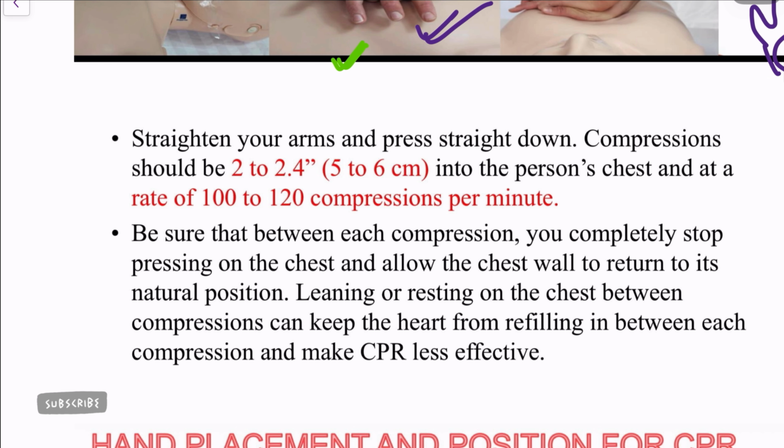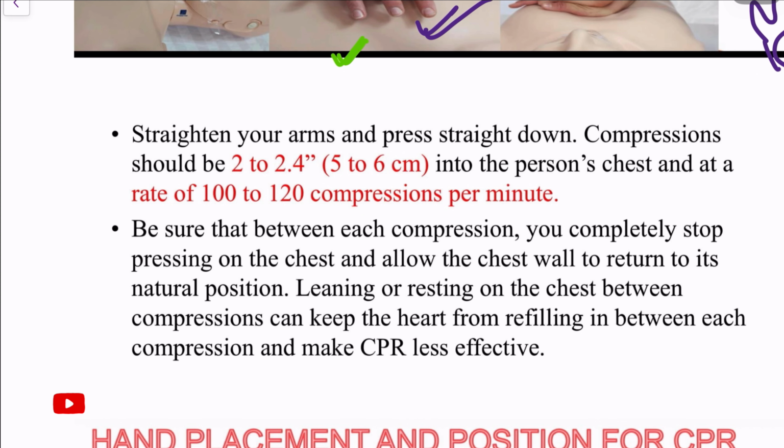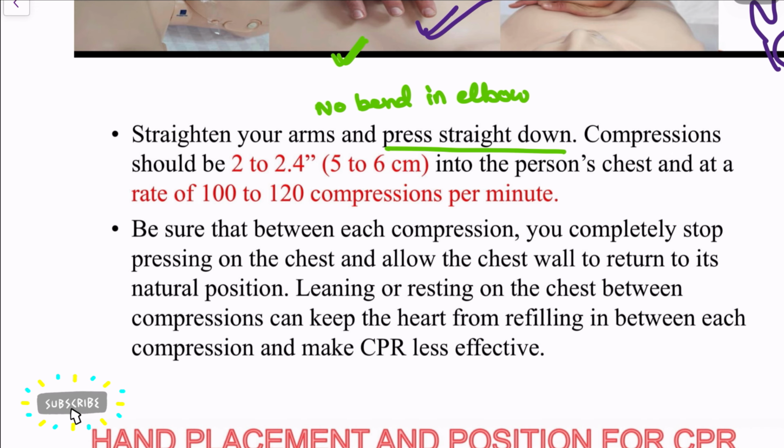Now, straighten your arm and press straight down. There should be no bend in the elbow. No bend should be present in the elbow. Your elbow should be straight, arms should be straight in one line, and press down straight. And compression should be, in adults, 2 to 2.4 inches, that is 5 to 6 centimeters into the person's chest.